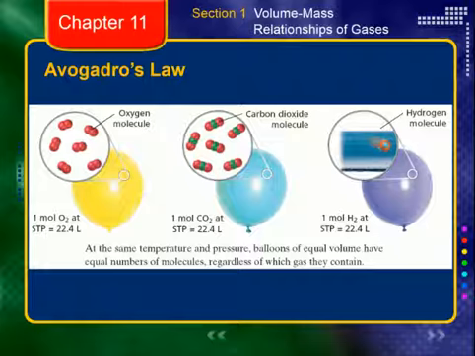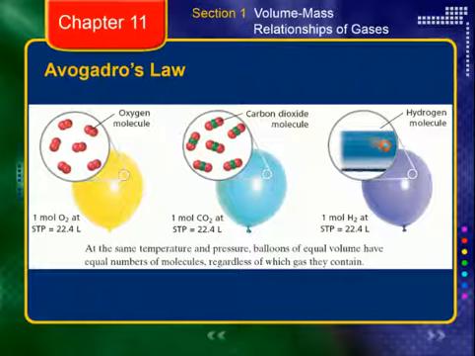So here's a chart representing what Robot Lady just talked about. We have a balloon filled with oxygen, a balloon filled with carbon dioxide, and a balloon filled with hydrogen. If we have 1 mole of each of these gases at STP, so imagine we're filling a balloon up with 1 mole of oxygen, another balloon with 1 mole of carbon dioxide, another balloon with 1 mole of hydrogen, all 3 of those balloons will be the exact same size.